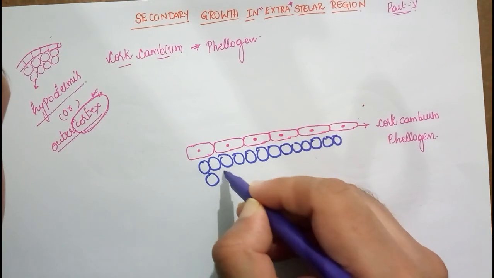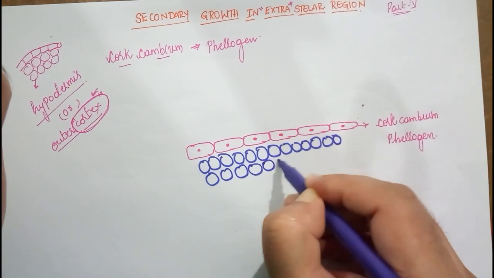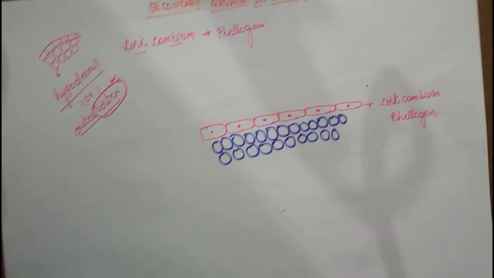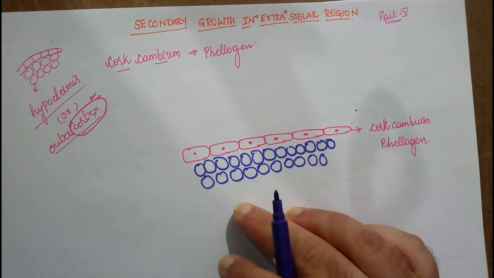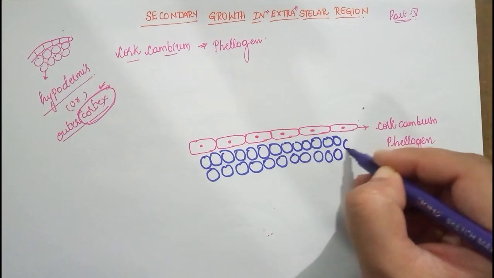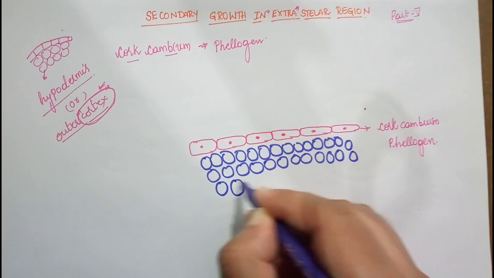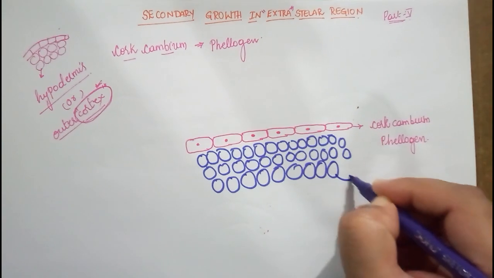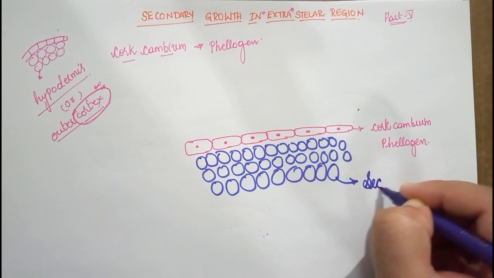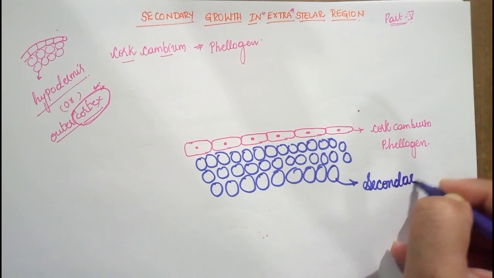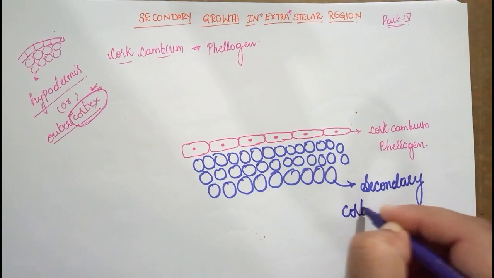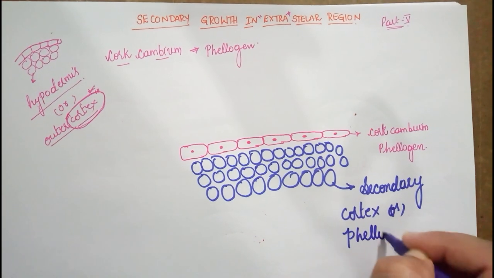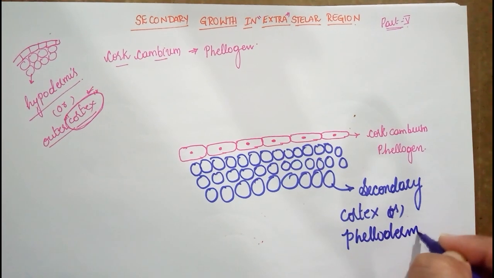These layers of cells that I'm drawing here, we call them the secondary cortex, or it is also called phelloderm.